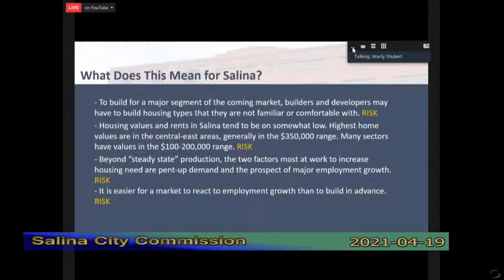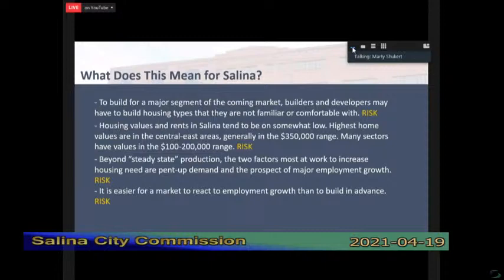Interestingly enough, there is an initiative that I'll talk about a little bit later that looks like it was actually tailored specifically for Salina. It's actually in the infrastructure bill that's before Congress. And we'll talk a little bit about what that means and how that might help. Beyond the kind of steady state production, the production that we normally get in housing construction in Salina, there are 2 factors that are coming up and beginning to hit us in the face.